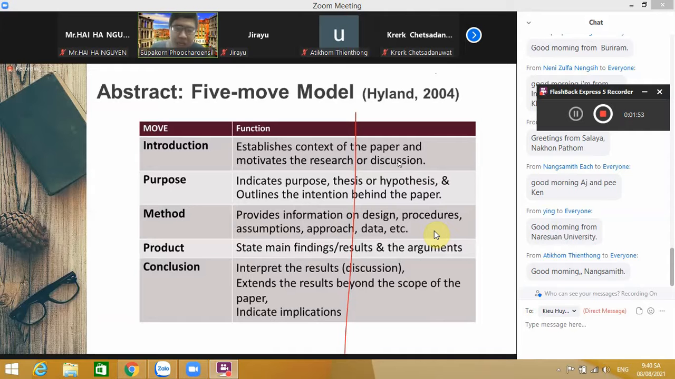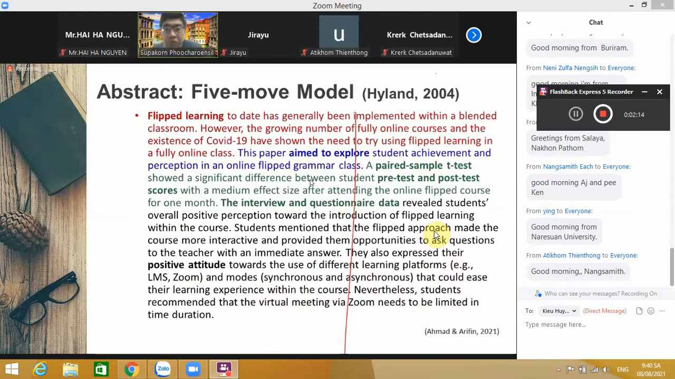Everything must be written in a very brief manner, right? Because usually when you write an abstract, you have about 150 or 200 words to cover, right? So make sure that your abstract is strong enough, okay? I'll give you some examples.